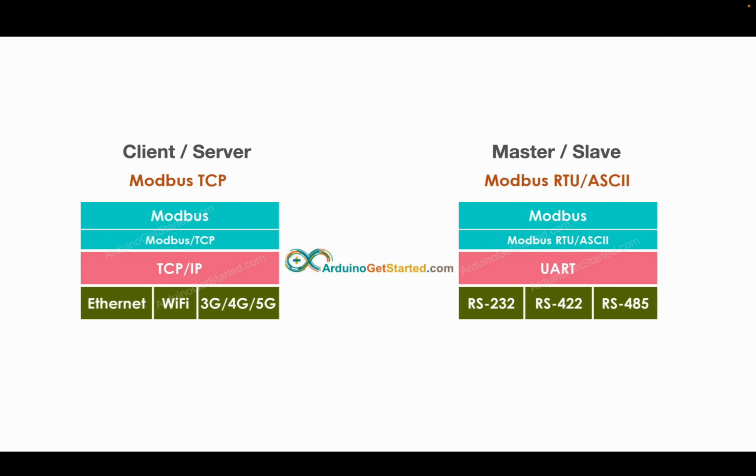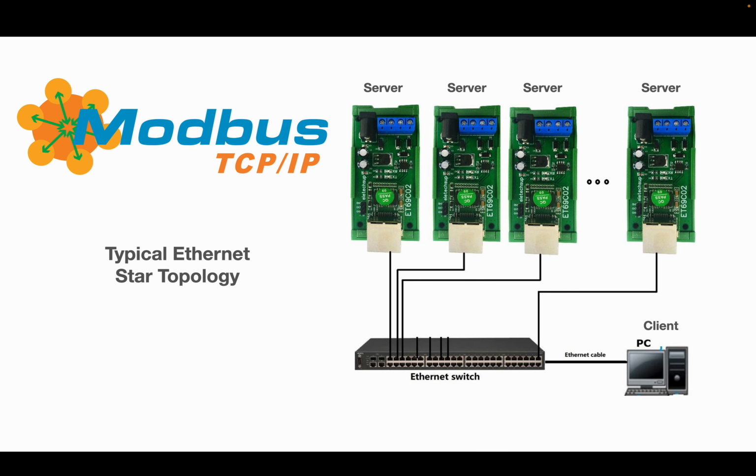I'll also draw your attention to the naming of the different devices. In Modbus TCP, we refer to a client and a server. In Modbus RTU, we refer to a master and a slave. So let's just start with one of them. Let's start with Modbus TCP.